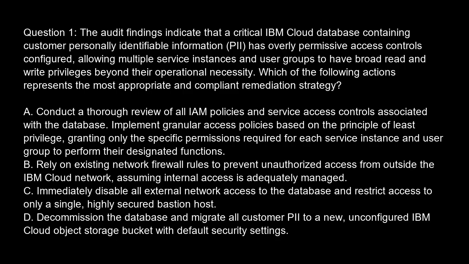Option B. Rely on existing network firewall rules to prevent unauthorized access from outside the IBM Cloud network, assuming internal access is adequately managed. Option C. Immediately disable all external network access to the database and restrict access to only a single, highly secured bastion host. Option D. Decommission the database and migrate all customer PII to a new, unconfigured IBM Cloud Object Storage bucket with default security settings.